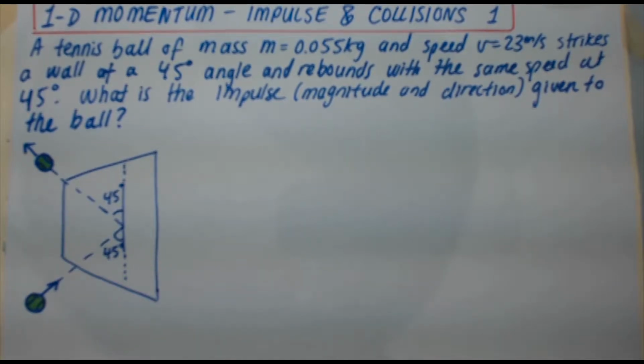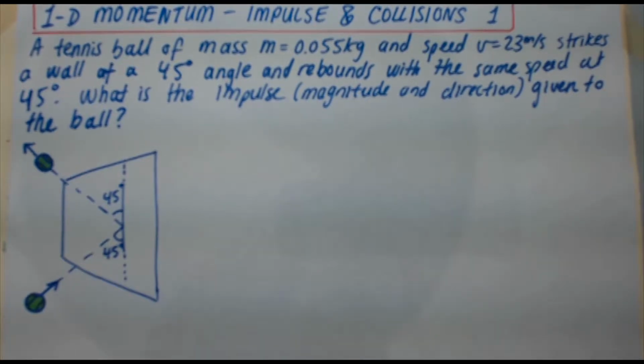A tennis ball of mass m equals 0.055 kilograms and speed v equals 23 meters per second strikes a wall at a 45-degree angle and rebounds with the same speed at 45 degrees. What is the impulse, magnitude and direction, given to the ball?